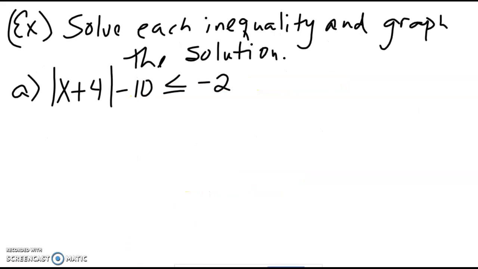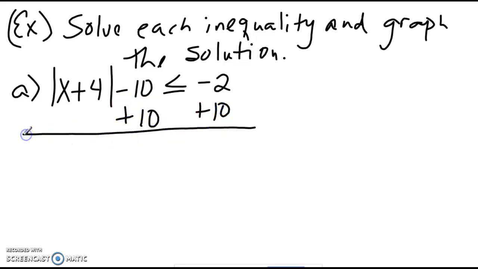Okay, so before we can determine how we're going to write our inequalities to solve for x, we have to isolate the absolute value. So the very first thing, like you would with an equal sign, we would add 10 to both sides. And that's going to give me the absolute value of x plus 4 is less than or equal to 8.